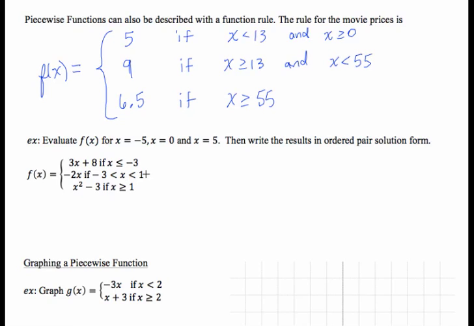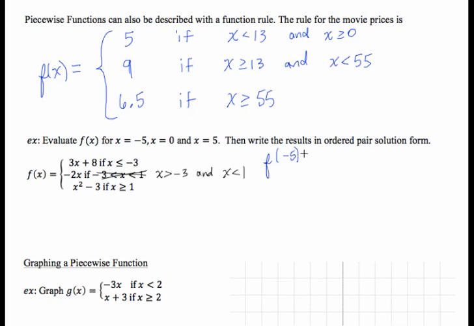Let me rephrase this one because we haven't learned this notation yet, but really this means if x is between negative 3 and 1. But you could rewrite that as if x is greater than negative 3 and x is less than 1. And then the last one is y is defined by x squared minus 3 if x is greater than or equal to 1. So what I want to do is find a few y values. I want to find f of x when x is negative 5, when x is 0, and when x is positive 5.